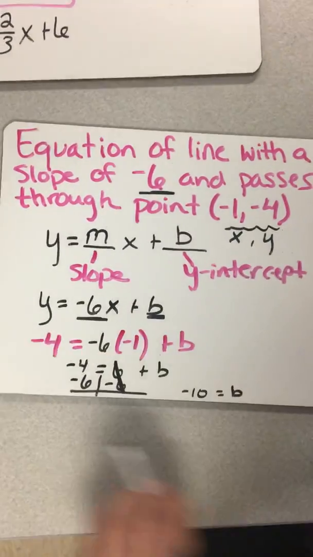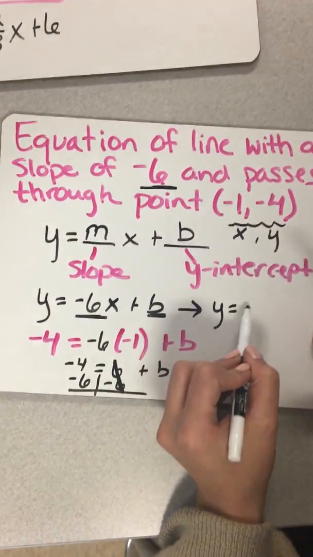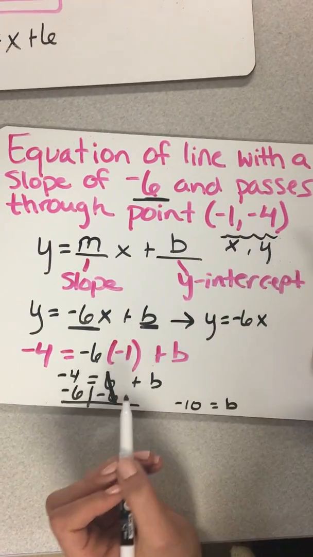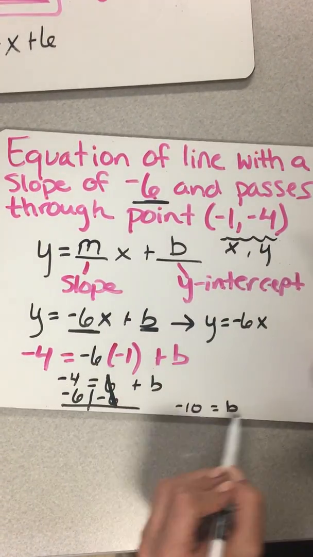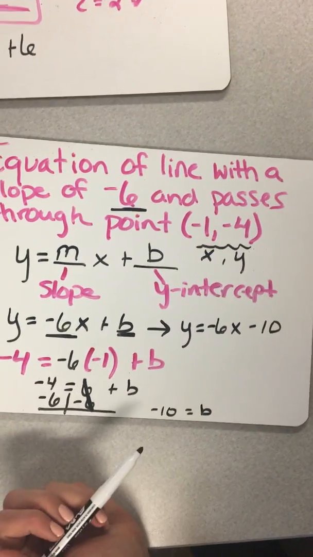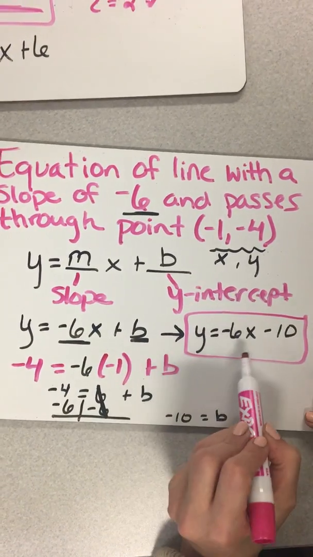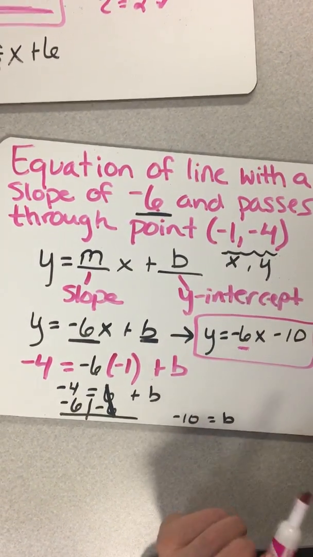So now I'm going to put it all together. Remember, I started with this equation. It's still going to be y equals -6x, but instead of b, I know that b equals -10, so I can put that in for b. So this becomes the equation you just made by being given a slope and one point.